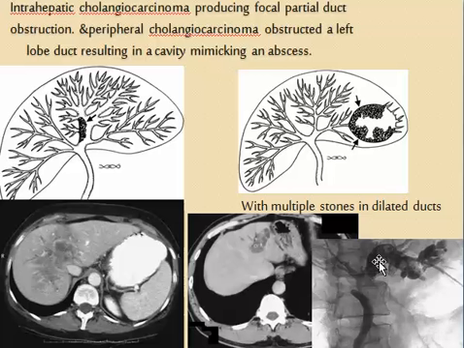So there is a question we should answer: if you find dilated biliary radicals or dilated common bile duct with stones, think of distal obstruction. So here there was an obstruction due to abscess and due to carcinoma, and then we have the abscess formation here.